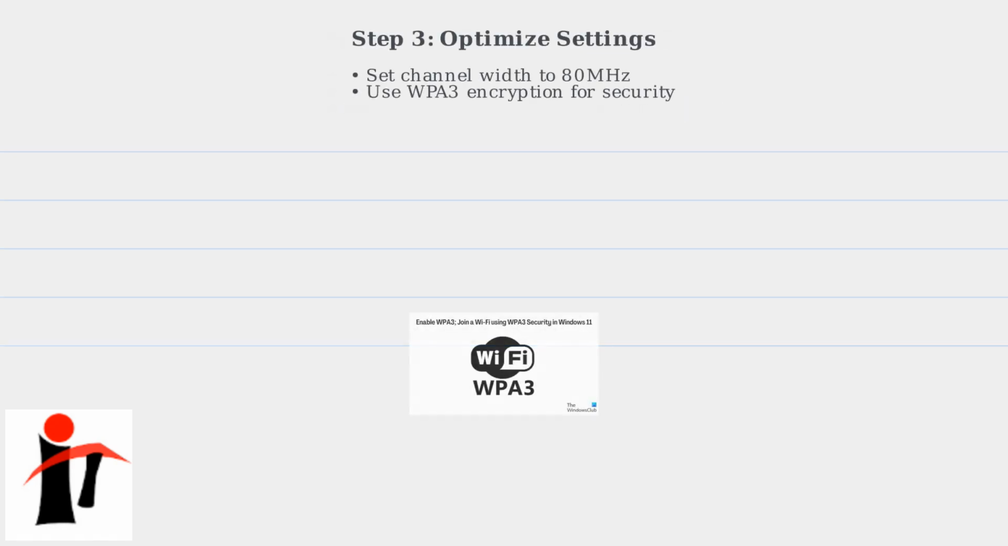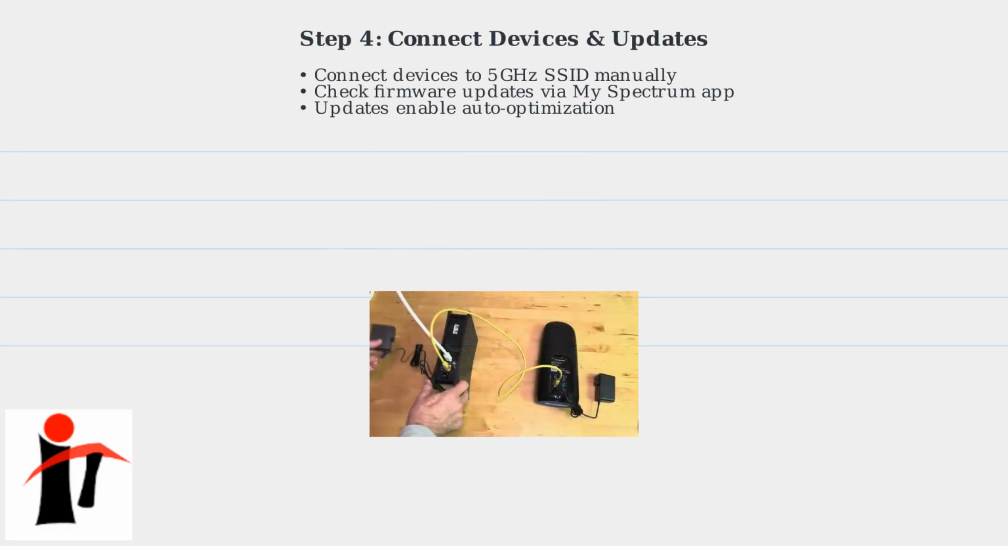To optimize speeds, set the channel width to 80 MHz for the 5 GHz band. For enhanced security, switch to WPA3 encryption if available. Manually connect your devices to the 5 GHz SSID to ensure they use the faster band.